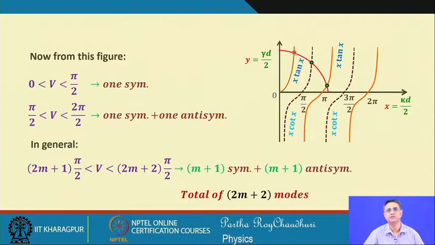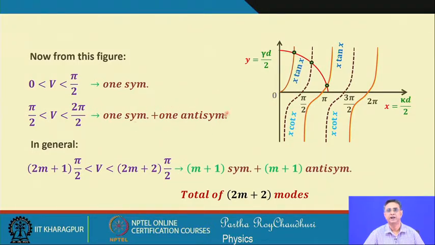So, you have only one symmetric mode, but if the value of v is between pi by 2 and pi, then you have this point. Of course, this encloses this point. So, you have one symmetric mode, the value which lies between pi by 2 and pi somewhere here, then you can have one symmetric mode and one antisymmetric mode.